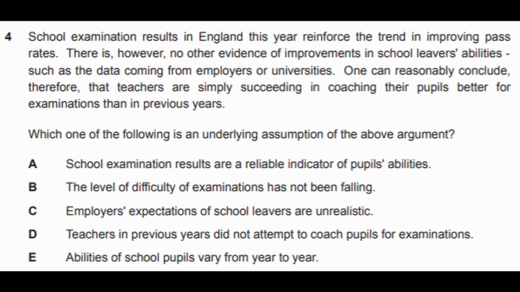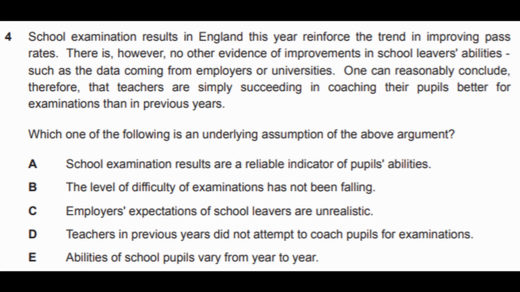But I think instead it actually means that none of the other data, like the data that is published by employers and universities, none of this shows an improvement in school leavers' abilities, which would match the observed trend we have in their exam results. And hence, that's why we get our conclusion. Because if their ability isn't improving, which it seems like it isn't from this evidence from employers and universities, then their teachers must just be doing a better job at coaching them specifically for the exams, not in actually improving their students' overall ability.